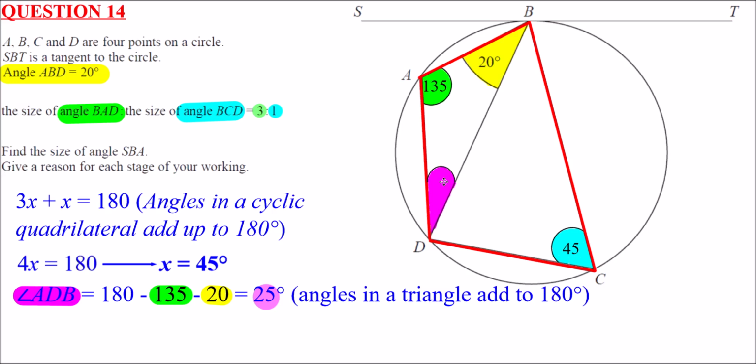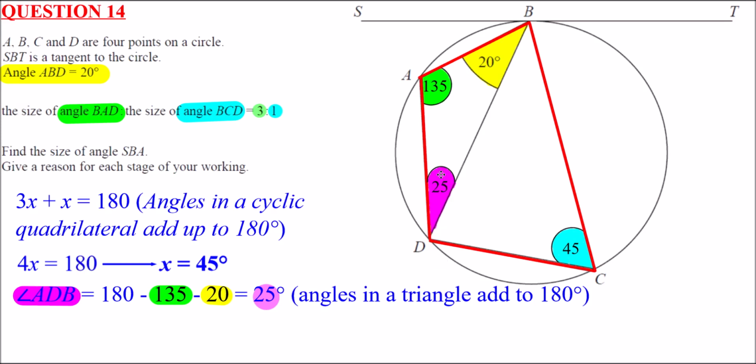So if that's 25, we can now work out this angle SBA here. And we need to remember another circle theorem to spot where this angle here is. So to make it easier to spot, I'm just going to focus in on just triangle BAD and this tangent here. So I'm going to get rid of this angle at C and these red lines now.